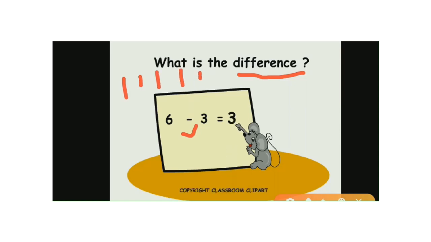1, 2, 3, 4, 5, 6. 6 lines have been made, and from the 6 lines, if I cut 1, 2 and 3 lines, then how many lines are left? 3 lines are left. Then that is called the difference. That is called the subtraction.